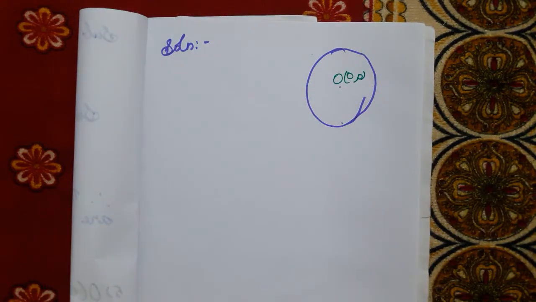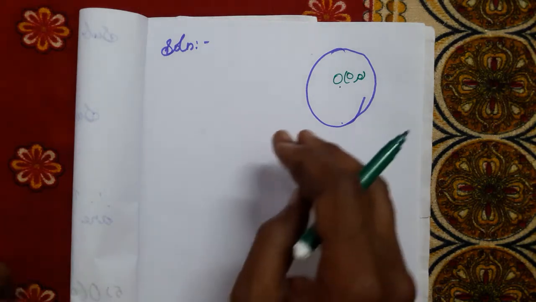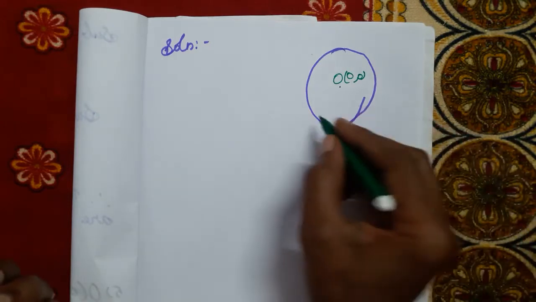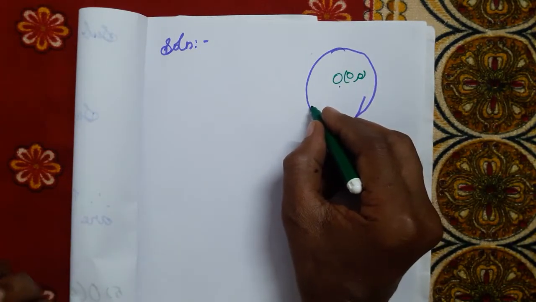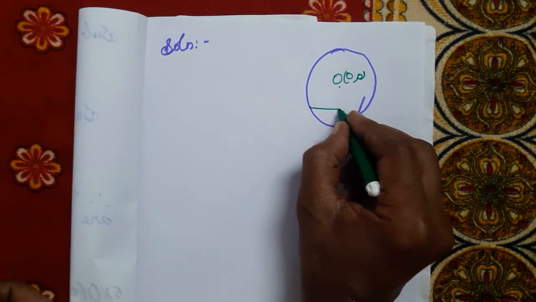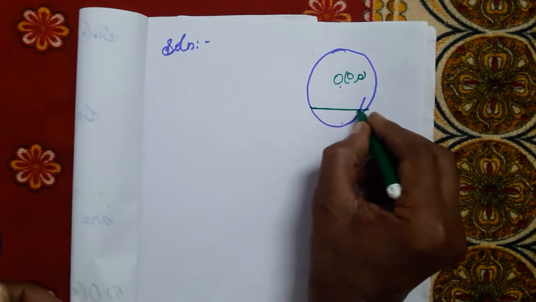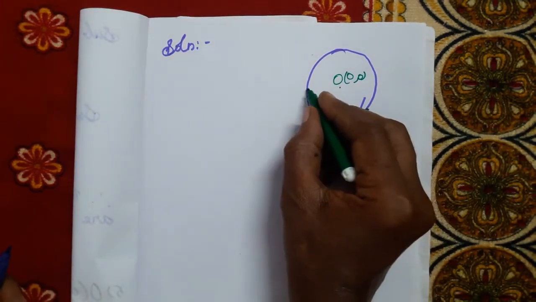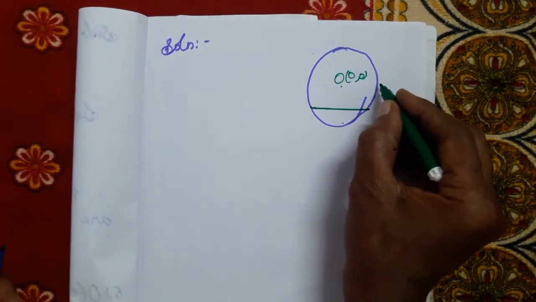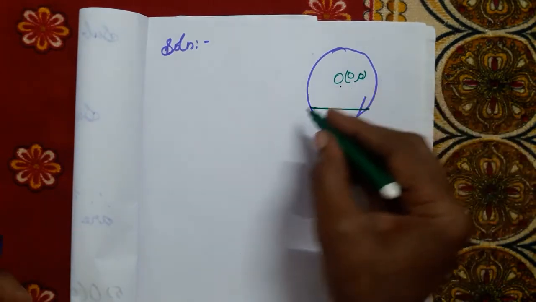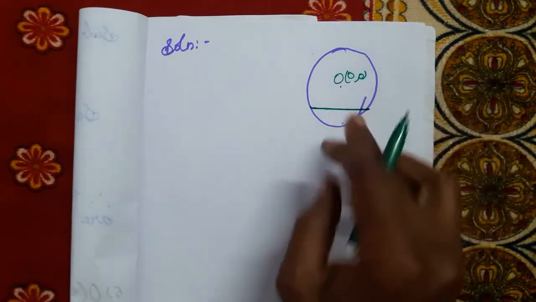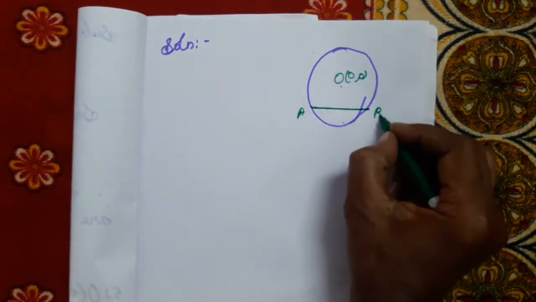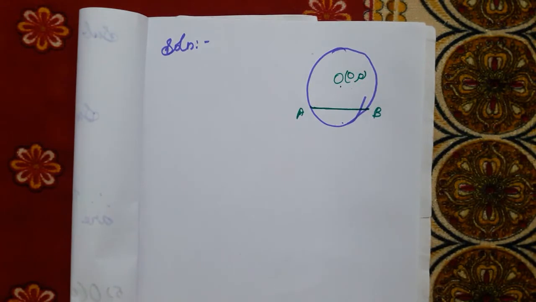Next, we have one chord. What is the meaning of chord? Chord is the straight line joining any two points on the circumference of the circle. In the previous class itself you have learned the longest chord is the diameter. If it is going through the center, that is the diameter. Otherwise, it is given AB is the chord. Chord is AB.